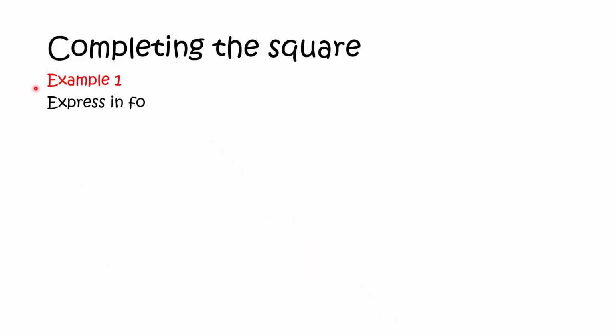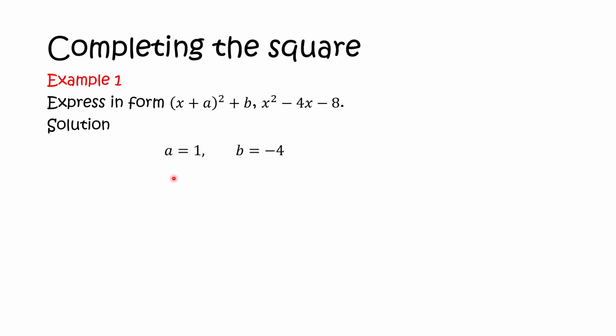Let's look at example 1. Express x² - 4x - 8 in the form (x + a)² + b. The solution: we see from the question that a is 1, b is -4, b/2 is -2, and c is -8.